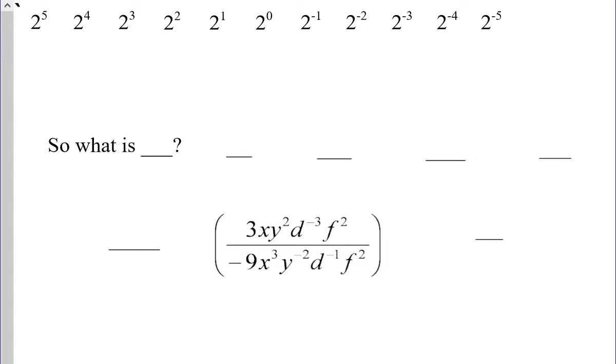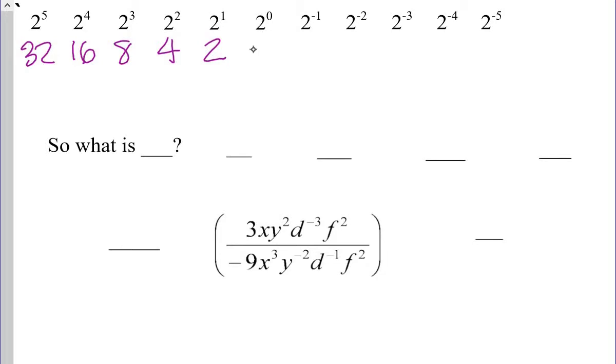So I'm going to start by evaluating all of these exponents up here. I'm going to start on the left, with 2 to the 5th, which is the same as 2 times 2 times 2 times 2 times 2. If I multiply all of these 2s, what I end up getting is 32. So 2 to the 5th power is 32. 2 to the 4th power would be 16. 2 to the 3rd power is 8. 2 to the 2nd power is 4. And 2 to the 1st power is 2.